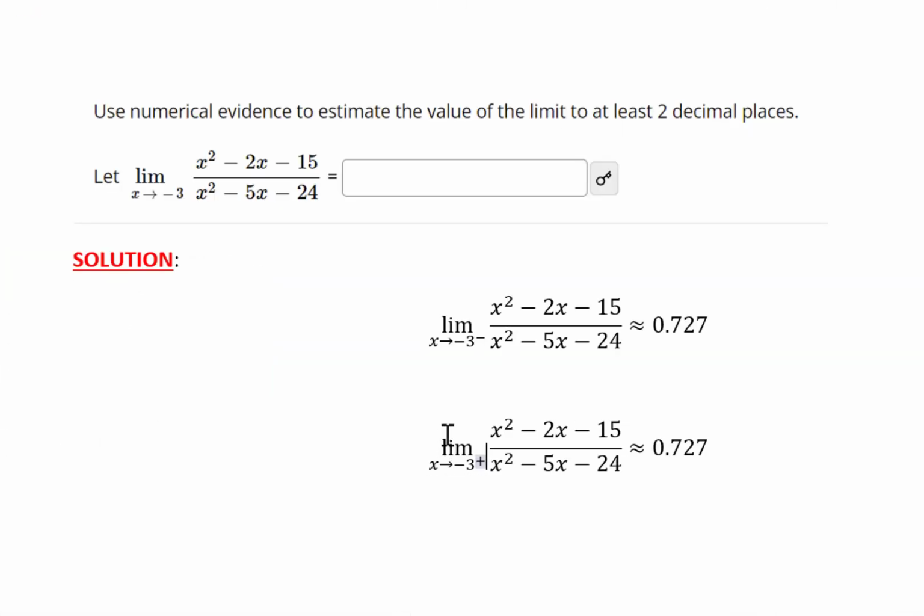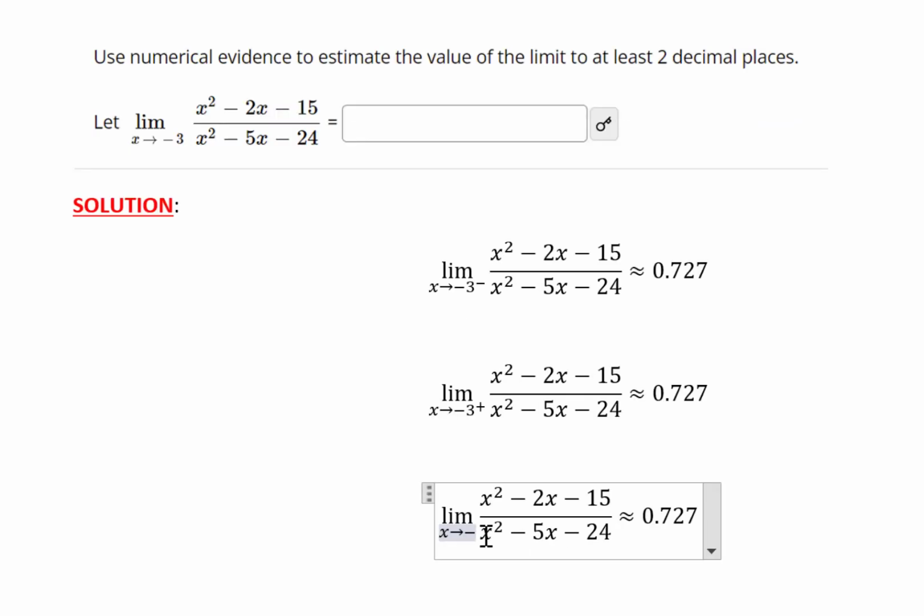So that limit notation looks exactly the same, but since it's a right-hand limit, we use a little exponent of plus on that -3. Now that we have concluded that the left-hand limit and the right-hand limit are both about 0.727, we can now conclude that the limit as x approaches -3 of this quadratic divided by quadratic is about 0.727.